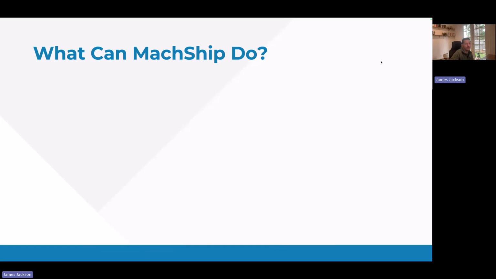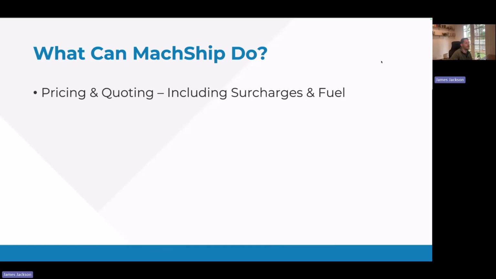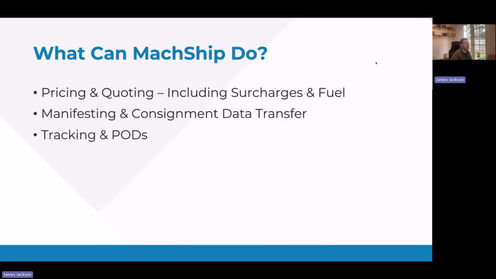Now, what can Machship do? Primarily, it's pricing and quoting. You can generate a price and a quote with any carrier inside a single platform, and this will include surcharges, fuel, and any other pricing add-ons that the carriers may charge you. The next thing is manifesting and consignment data transfer: a single place where you can create a consignment, manifest it, and it will transmit it to the relevant carrier in that specific case.